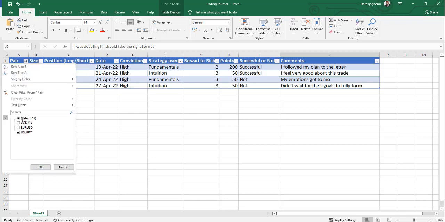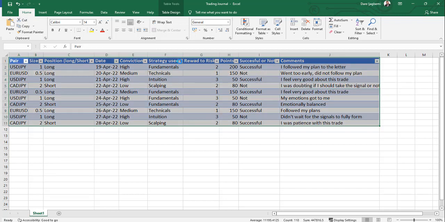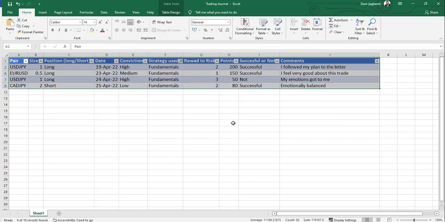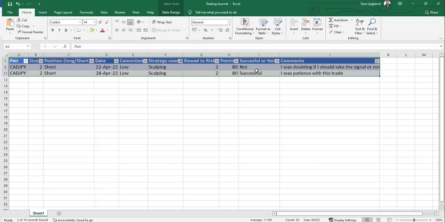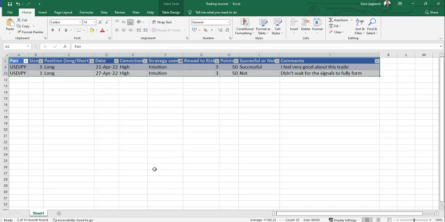Or you can say, I want to know how many times I use what type of strategy. When I use fundamental, do I always win? Oh yeah, I won 3 times when I followed fundamentals. What about when I followed scalping? Did I win? No, I won 1, I lost 1. What about the last one? Let's say I do intuition. What happened? Intuition, yeah, also 50%. All right, so not bad.